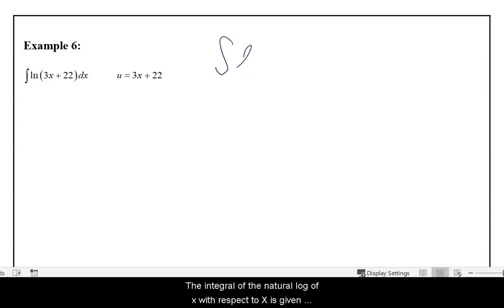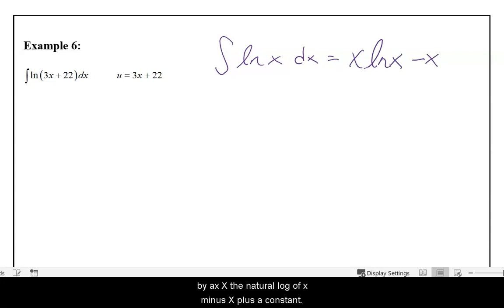The integral of the natural log of x with respect to x is given by x times the natural log of x minus x plus a constant. In our example, if we're going to use this formula to find it, and again, this is not something I would expect you to have memorized. In fact, you will learn a better way of doing this when you get into Calculus 2, called integration by parts. I would not expect you to know this one off the top of your head.